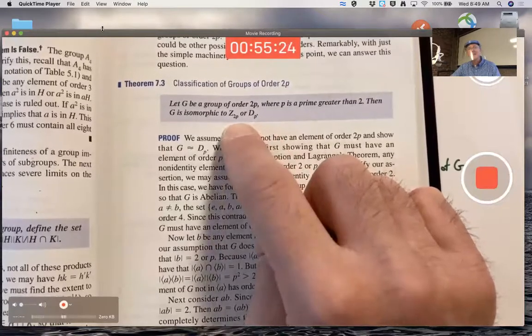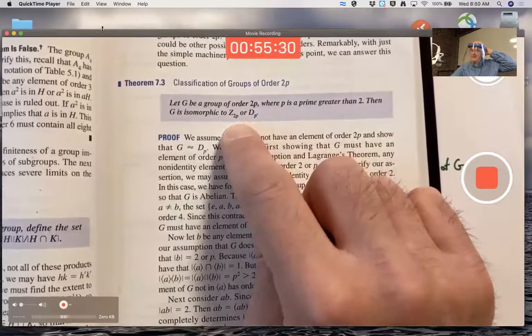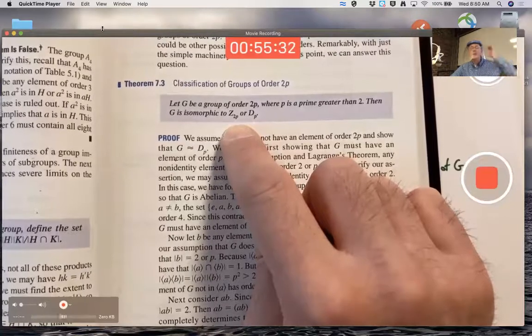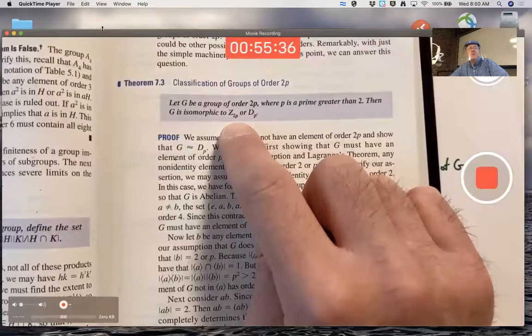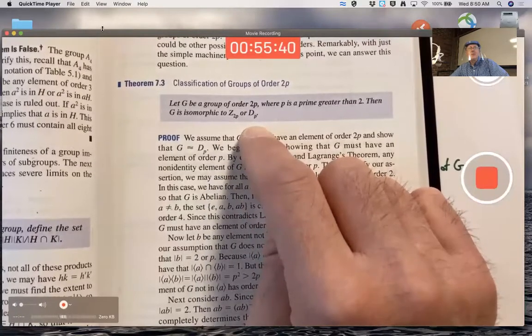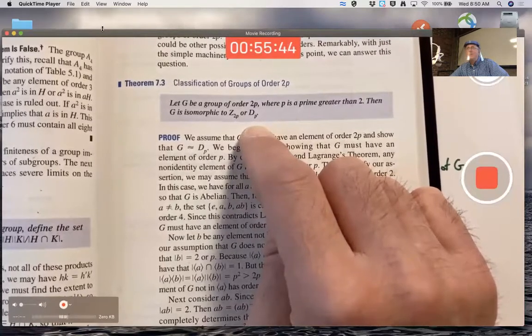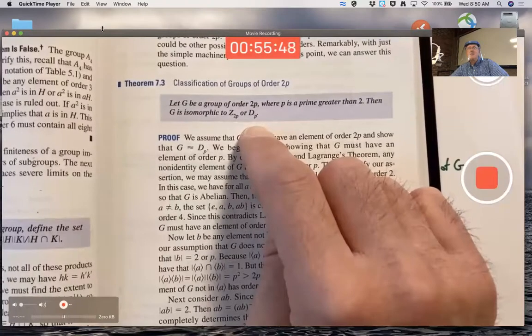This does not apply to the case where P is 6, because 6 is not prime. If P is 7, it's either isomorphic to Z14 or D7. Only two groups of order 14. D7 is the symmetries of a regular n-gon with 7 sides. I don't know what it's called.